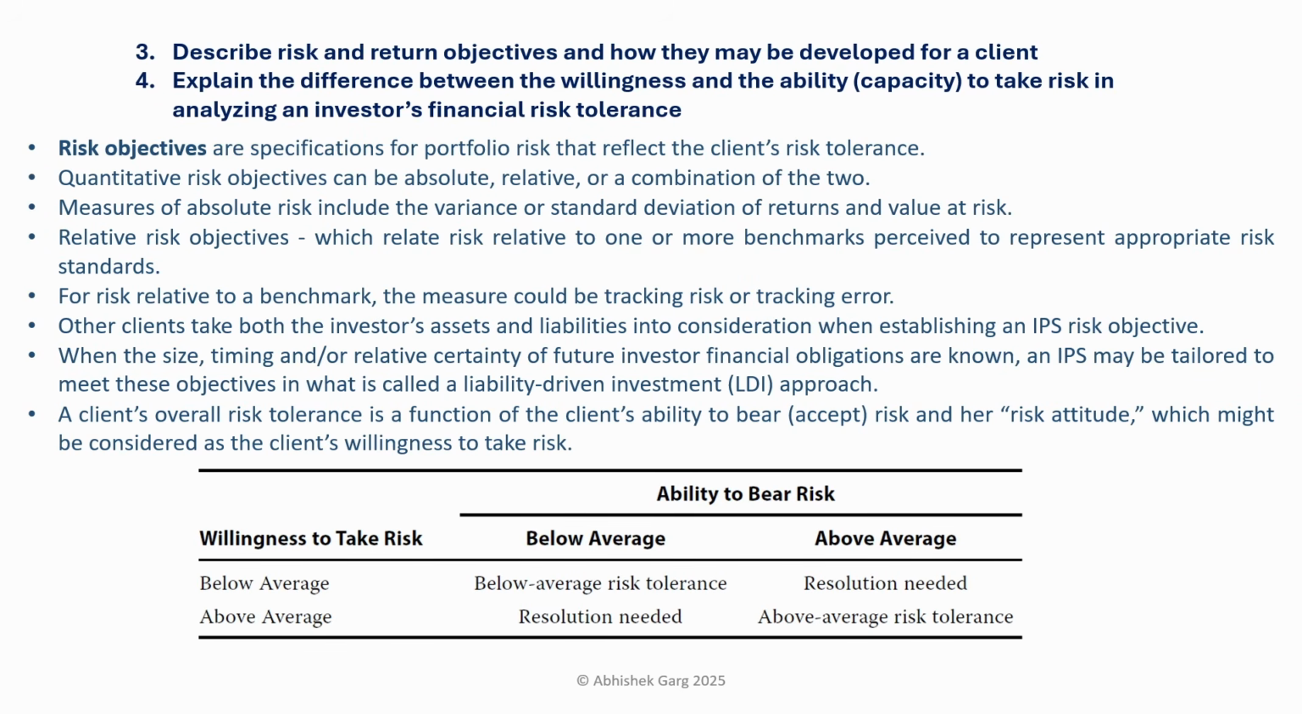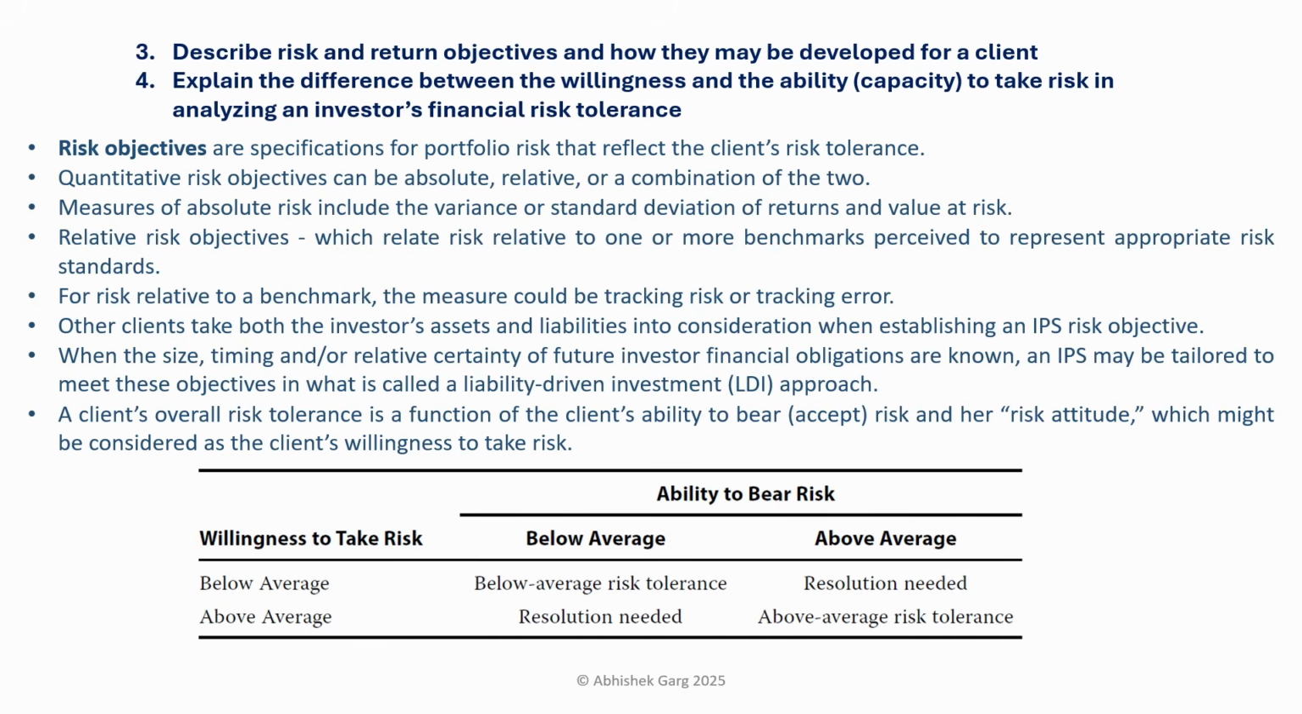But let's say the client has the ability to take above average risk, but he is not willing to take that risk. He is willing to take only below average risk. So in this case, we must educate the client that they can take a little bit higher amount of risk so that they can get a higher amount of return. But you must educate the client and come to a certain conclusion about the risk tolerance of the client. A resolution is needed in this case.